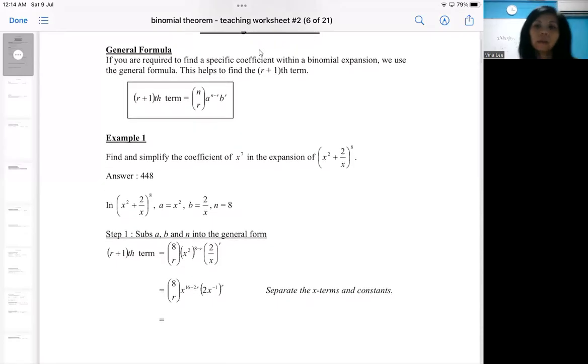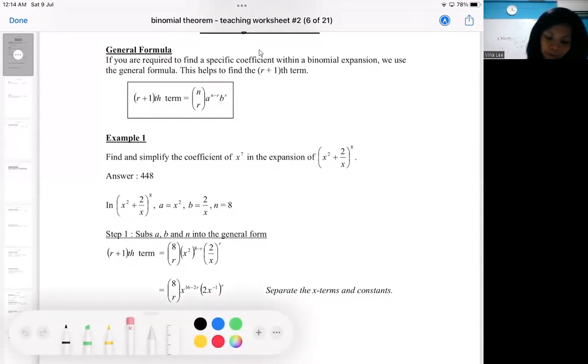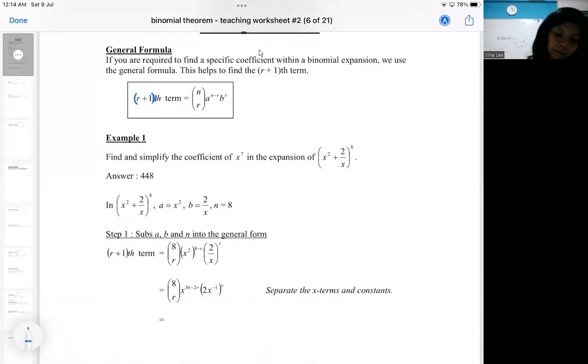So we already learned the basic expansion formula. There is another formula called the general formula. The general formula is, like the name suggests, it will investigate a specific coefficient without going through all the expansion. So this is the formula here. This is called the general formula.